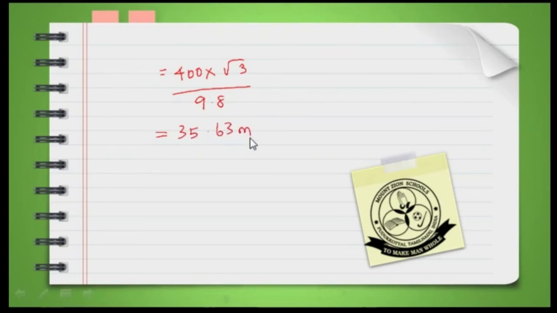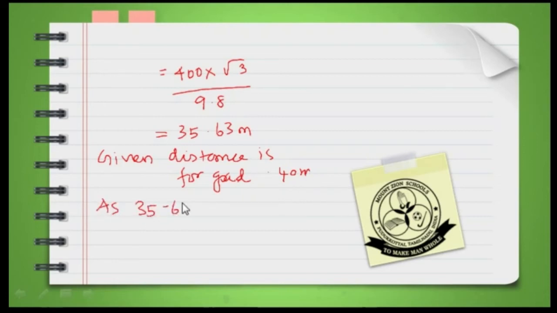See the given distance for the goal post. It is given that the distance for the goal post is 40 meter. Okay, but we have got only 35.63, which is lesser than 40 meter, and so the ball will not reach the goal.